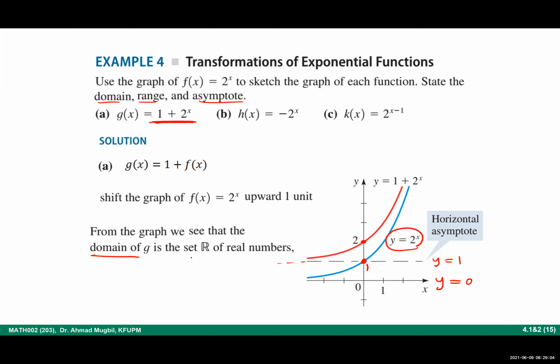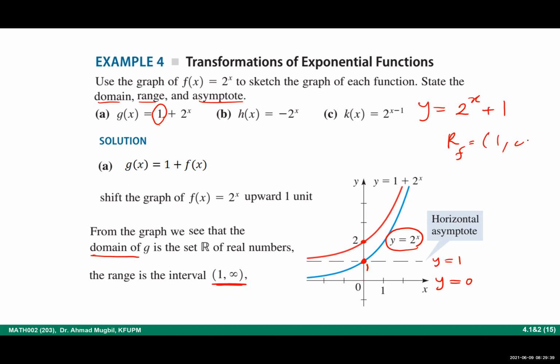For the range, there is a change. Previously, for the blue one, 2 to the power x, the range is from 0 to infinity. Now it is from where to where, Shabab? From 1 to infinity. Is that right? So instead of starting from 0, we will start from 1. Keep this in mind, Shabab. When we have 2 to the power x plus 1, the range of this function will be from 1, open, to infinity. And the horizontal asymptote is y equals 1, not y equals 0.